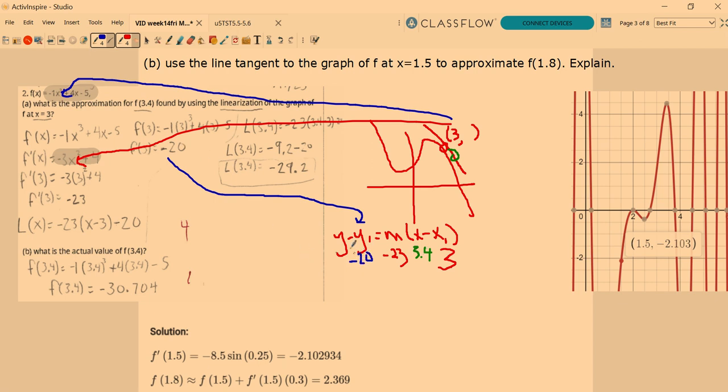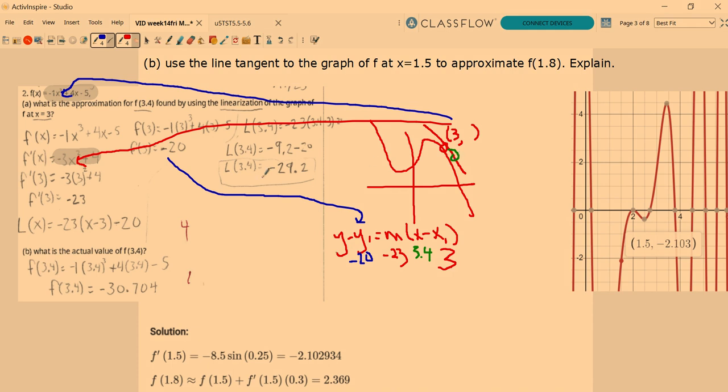Okay, so when you plug in 3.4 and isolate y, you're going to get negative 29.2, and obviously this graph is not drawn to scale because this looks like a positive value. It should be somewhere down here. So on this line, 3.4 for the x value gives you a y value of negative 29.2. That's what this line predicts.